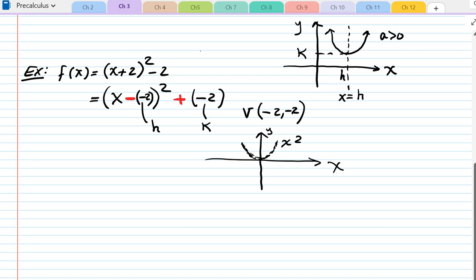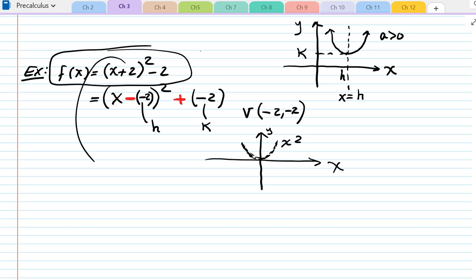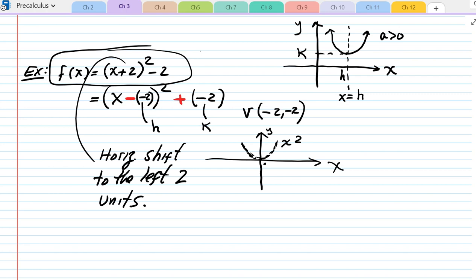Now, using transformation of functions, again, we talked about this in chapter 2. If I have x plus 2, that means I'm going to have a horizontal shift to the left 2 units. So what's 0 now moves to the left. It's at negative 2 now. So this would be now (x plus 2) squared. The negative 2 that you see on the outside, that would be the k here.